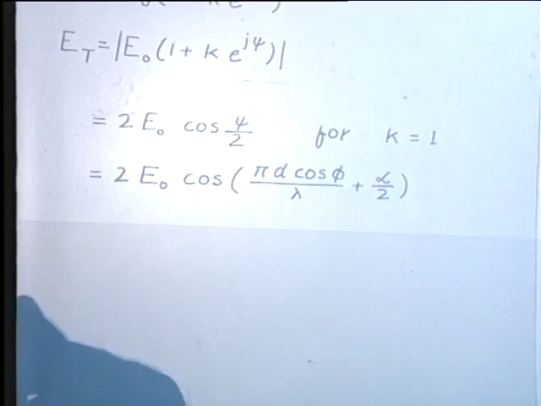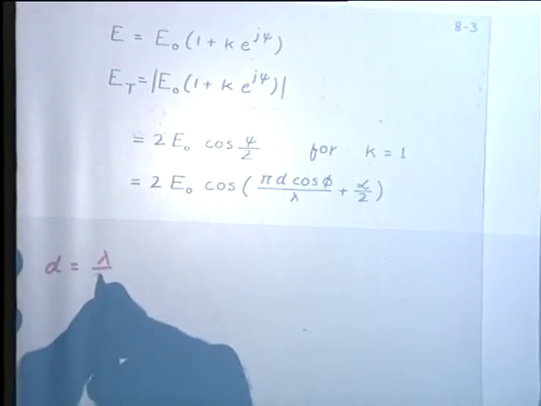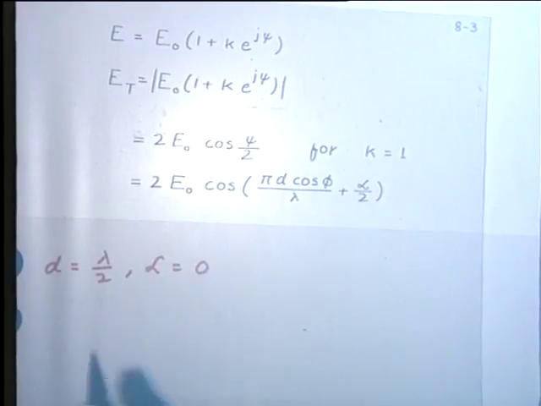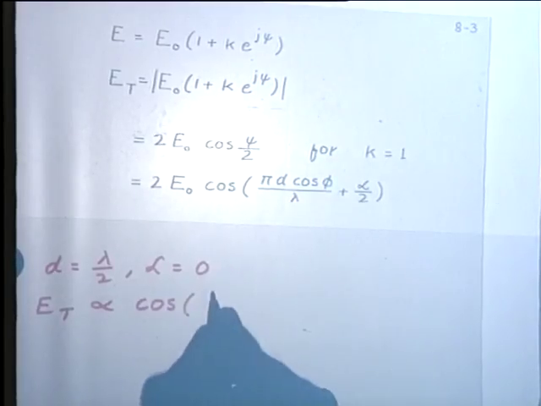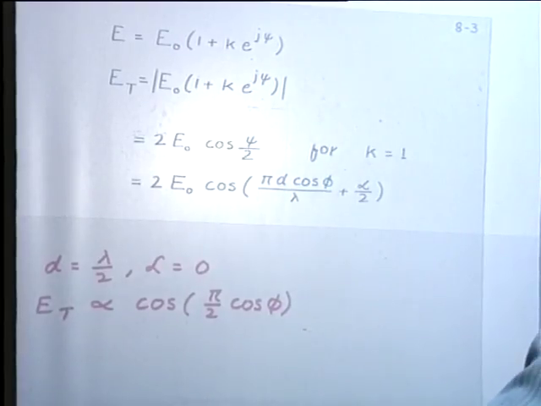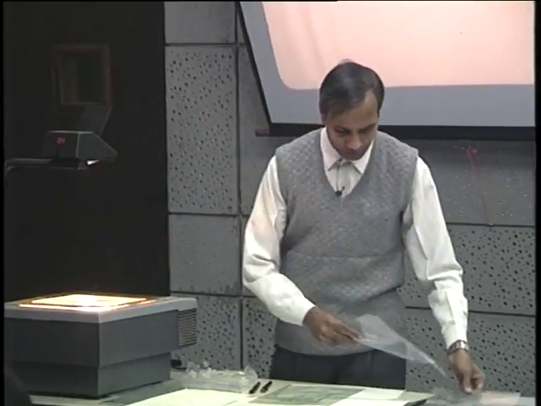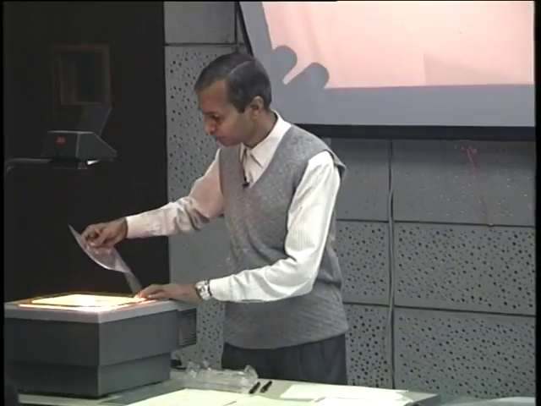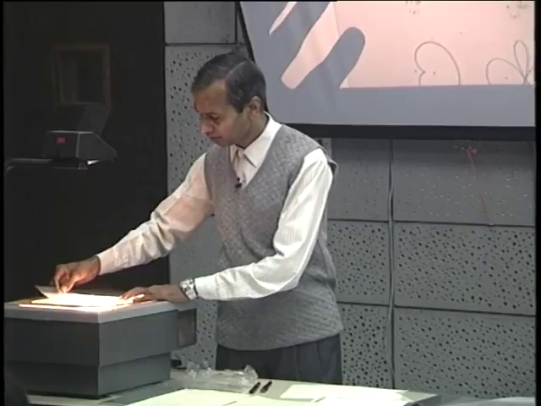One can put it down here: for a 2 element array with d equal to lambda by 2 and alpha equal to 0, E t is going to be proportional to cosine of pi by 2 cos of phi. So, phi is the angle that we had shown the radius vector to the point P makes with the line joining the two antenna elements. And therefore, one can give different values of phi and find out what this factor is and then plot it as a function of phi. This has been done here in this diagram, and let me put it at the center so that perhaps it can be enlarged.